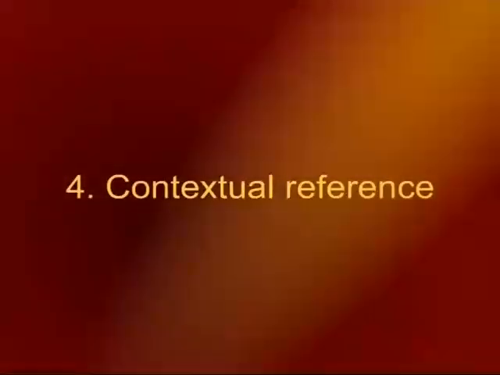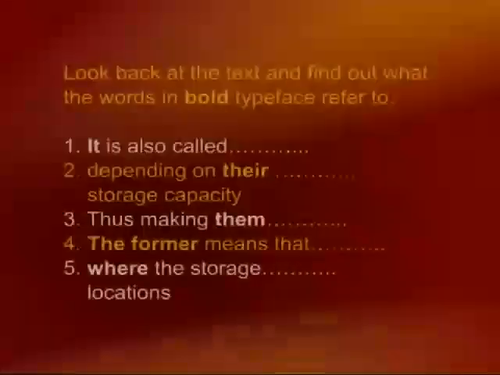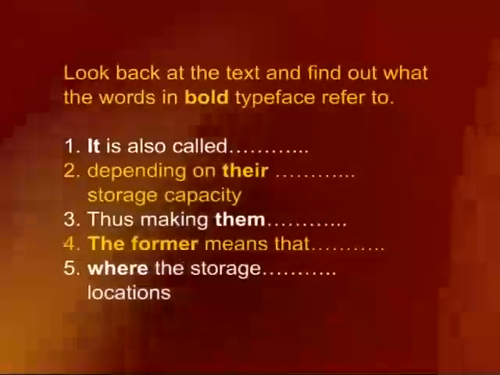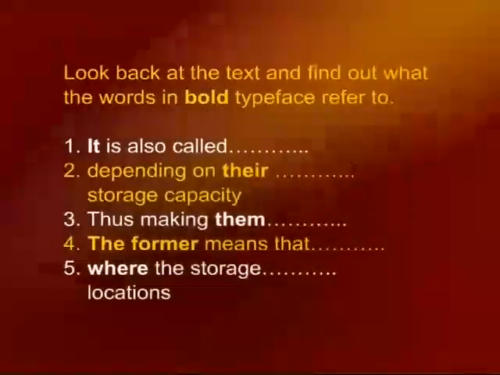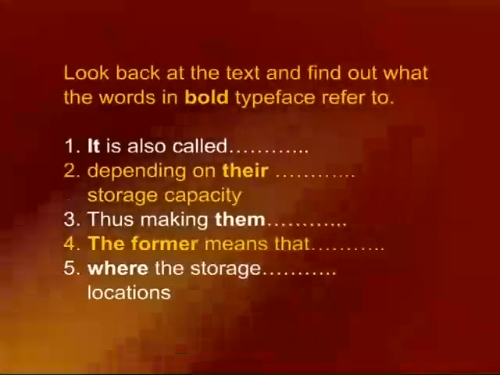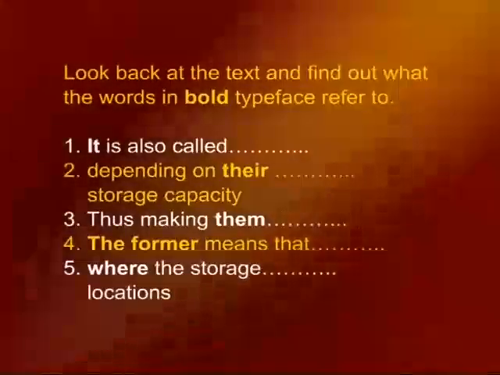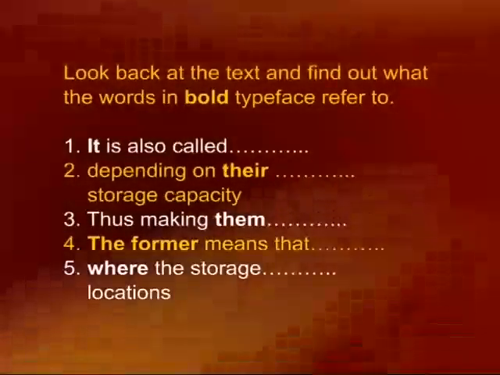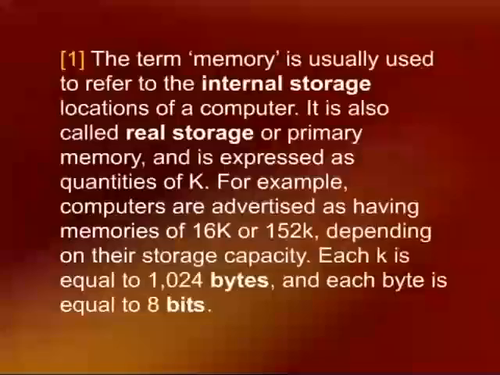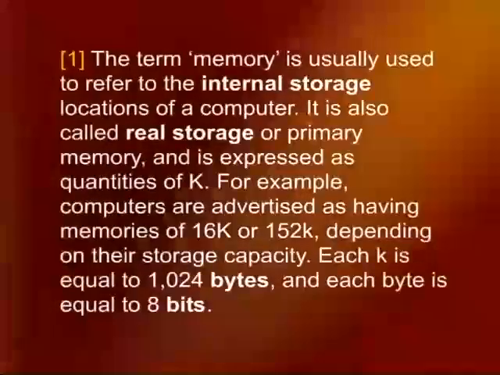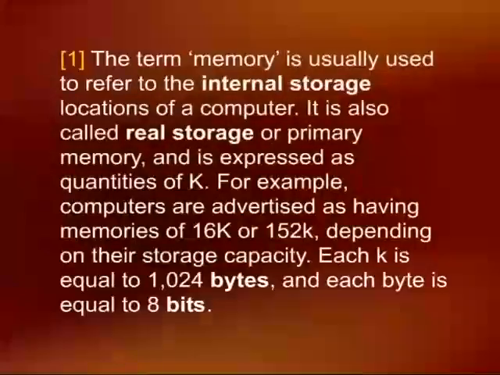Now we'll look at exercise 4, contextual reference. Look back at the text and find out where the words that are given in bold type occur, and what it is that they refer to. This is always a very interesting exercise. Number 1, it is also called, and this is in paragraph 1. Find this phrase, it is also called. What does it refer to? It refers to memory.